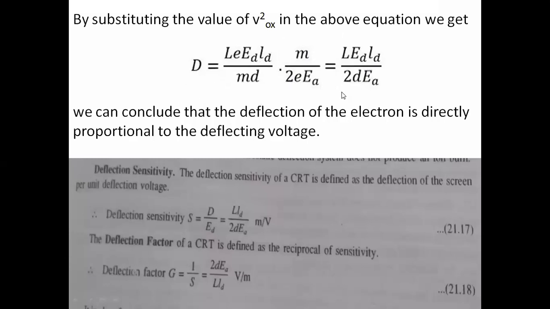From this equation we can say that capital L is constant, small ld, the length of the deflection plates, is constant, 2 is constant, and D, the distance between the two plates, is constant, and the acceleration EA is also almost constant. So the deflection is directly proportional to the deflecting potential applied on the deflecting plates.